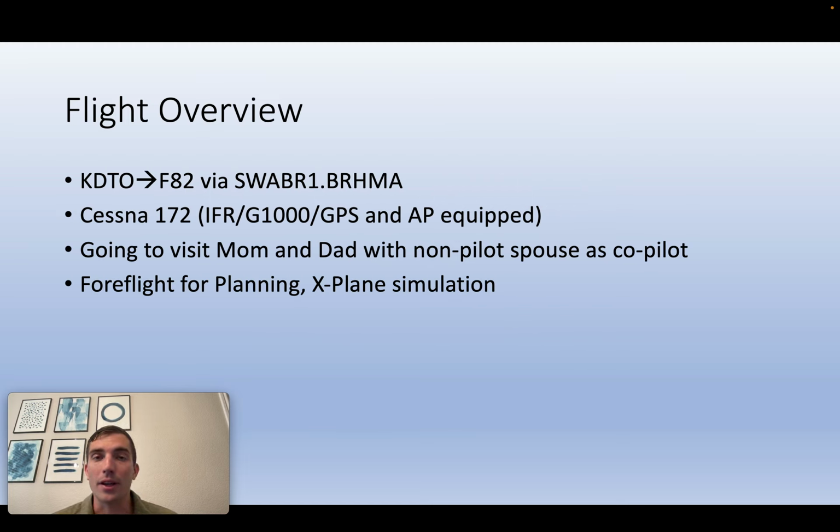So I'm going to start with a flight overview, then I'm going to discuss the flight, and then my thoughts on the G1000. To begin, we're going to start at Denton, which is Kilo Delta Tango Oscar, and we're going to be flying to Foxtrot 82, which is Lubbock Executive, via the Swambar 1 Burma transition.